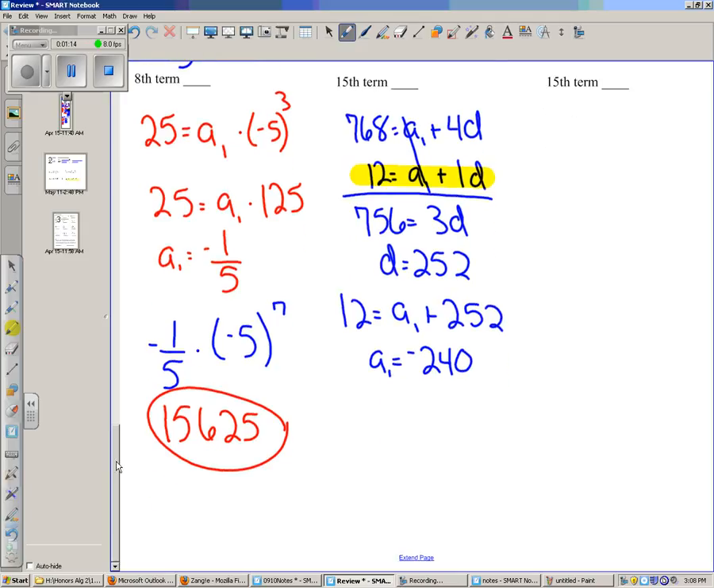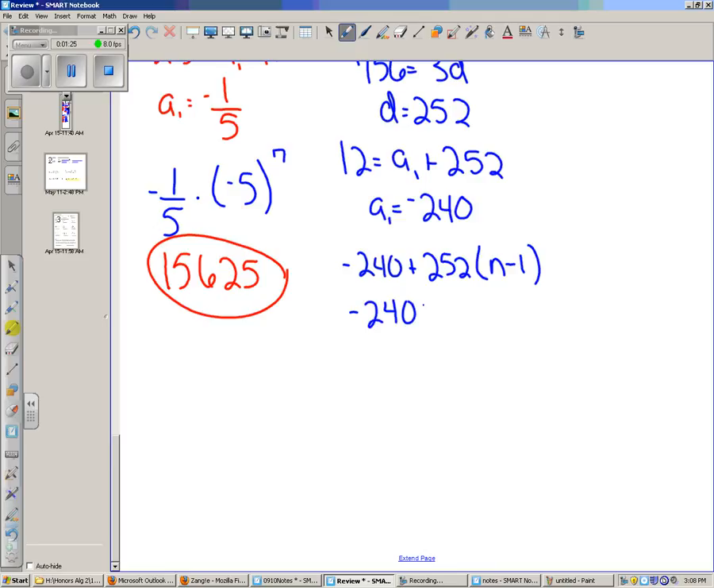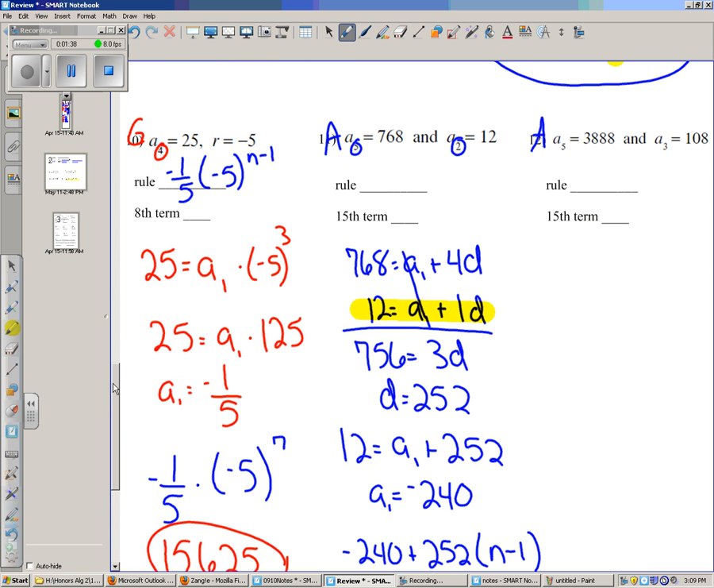And the rule goes by taking the first term plus d, which we figured out was 252, with n minus 1. And I'm going to clean it up. I'm going to distribute. And when I'm done, my final rule is, I'm going to move back up to the answer space though, 252n minus 492. And now to find the 15th term, I'm just going to put it into my rule. And when I put 15 in there, multiply and then subtract, I get 3288.